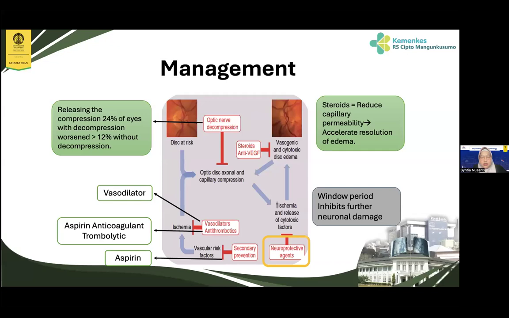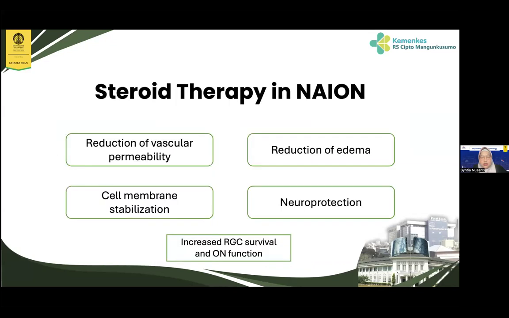Vasodilators and antithrombotics can also give secondary prevention of contralateral eye involvement, and the steroid is said to reduce capillary permeability and accelerate resolution of edema. After this, we can look one by one at the treatments that can be given to patients with NAION. Why give steroid?